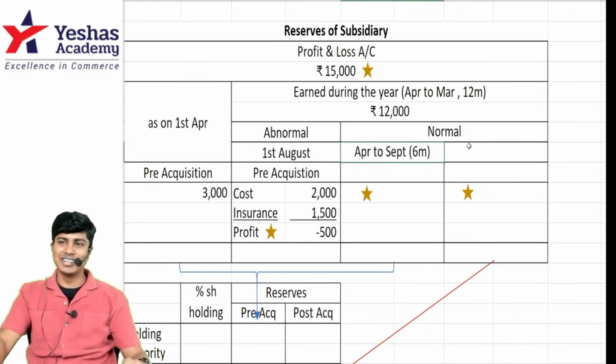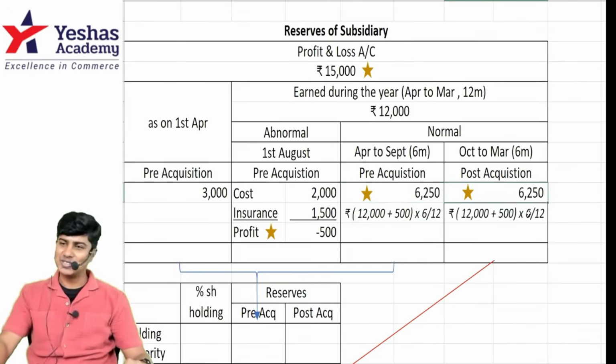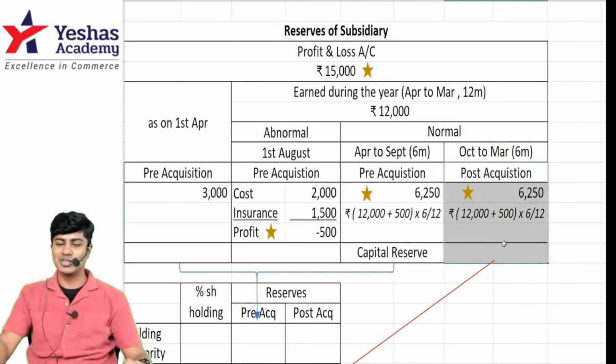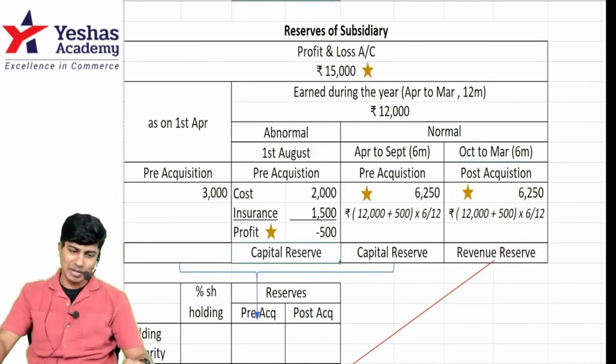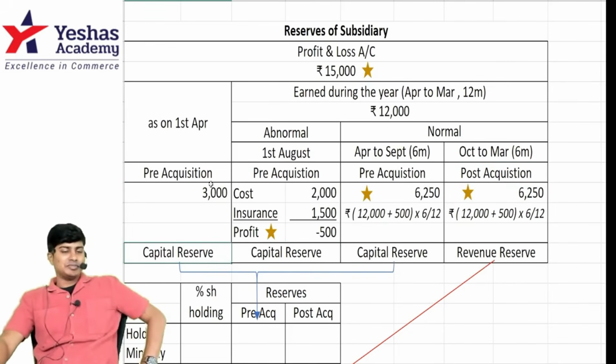Then we will split this into April and October, or April to September, October to March. Pre-post. So I'll do 12,500 into 6 by 12. 6,250, 6,250. This 6,250 is pre-acquisition. This 6,250 is post. Here abnormal minus 500 is capital reserve. So how much is capital reserve?